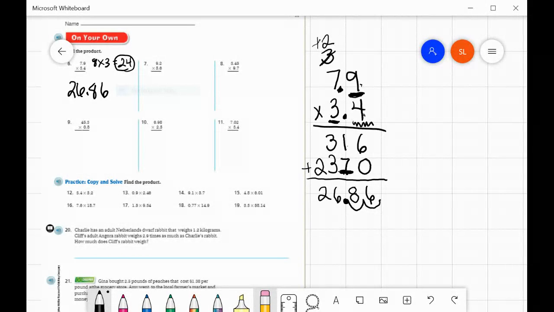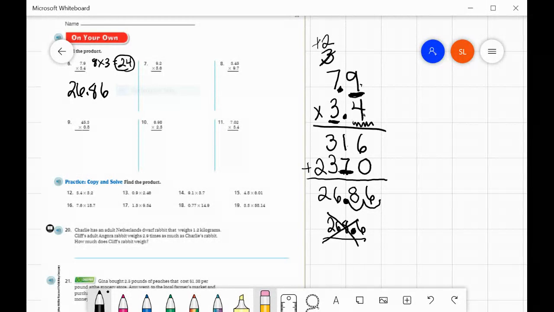And we wanted it to be around 24. So we know that 26.86 is near 24. 268.6 would not be a reasonable answer. So we would know that our decimal point is in the wrong spot. All right, so that would be wrong. 2,686, not anywhere near 24. That would not be a reasonable answer. So we would know that we forgot to place a decimal in our answer completely.